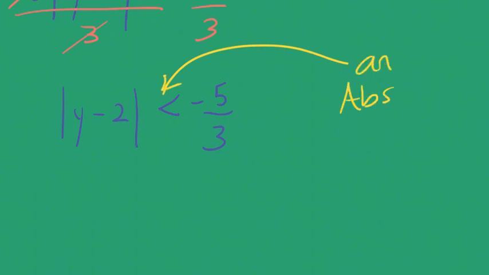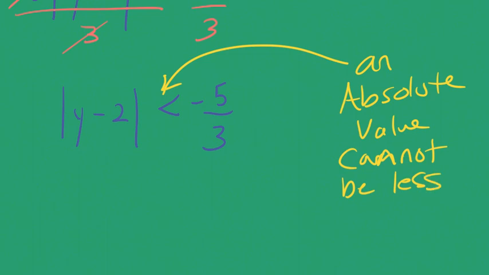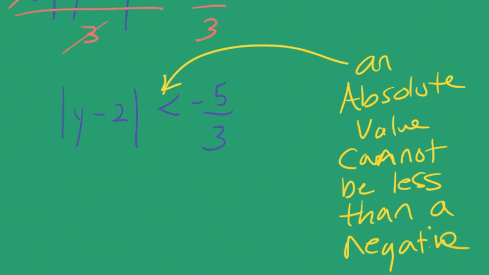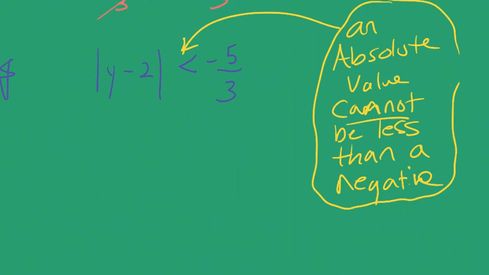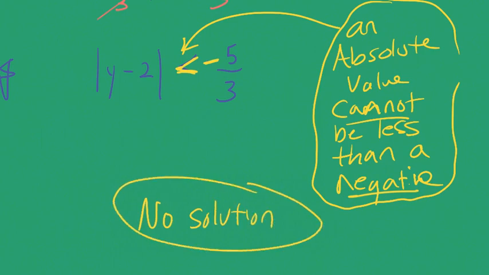An absolute value cannot be less than a negative. I could say it can't be less than 0. That would also be true. It can't be less than anything negative. And in this case, we've got an absolute value that is less than negative 5/3. If you end up with your absolute value all by itself and it is less than a negative, there is no solution. So you really don't even need to work any further with that one.